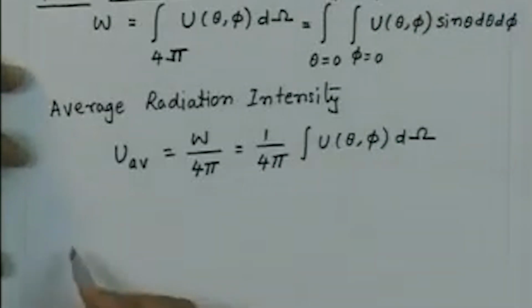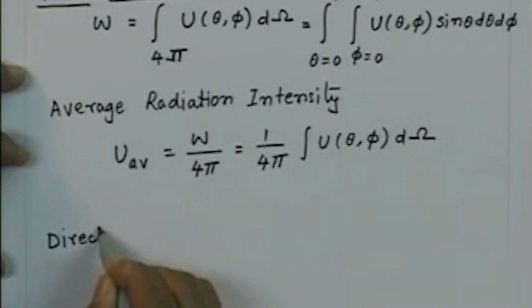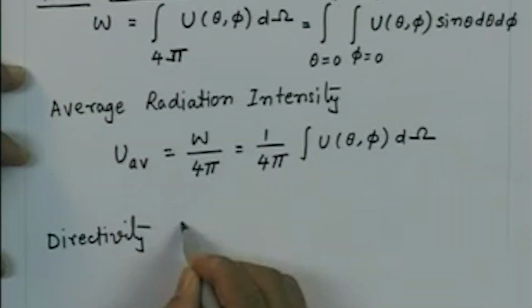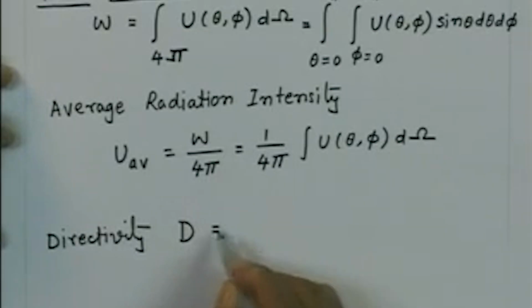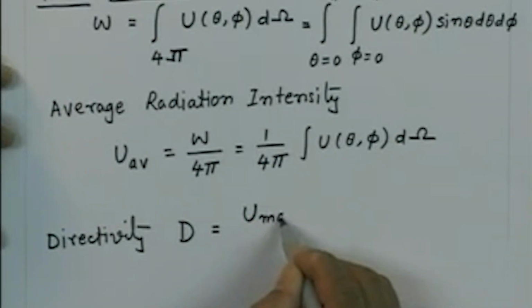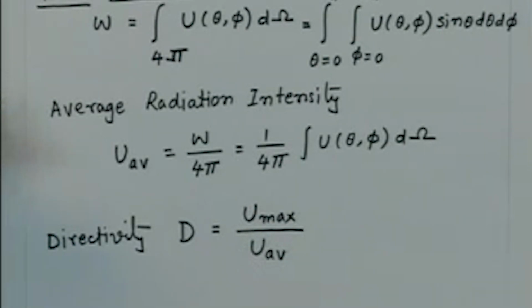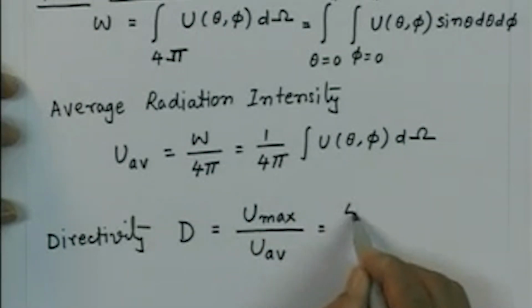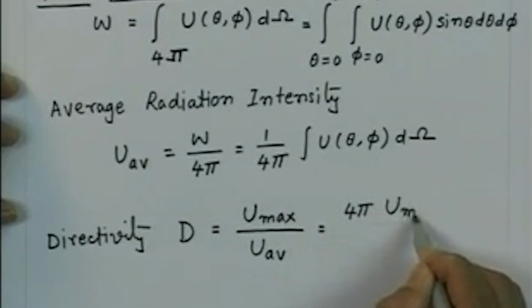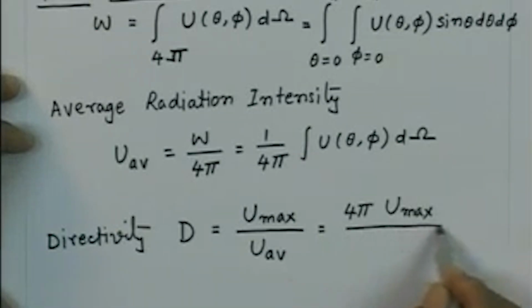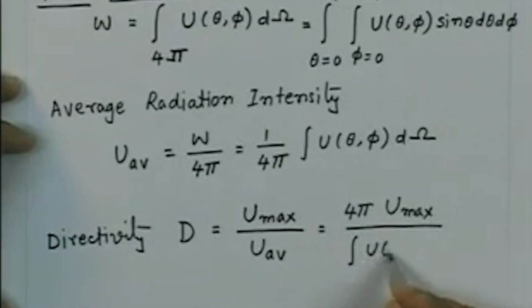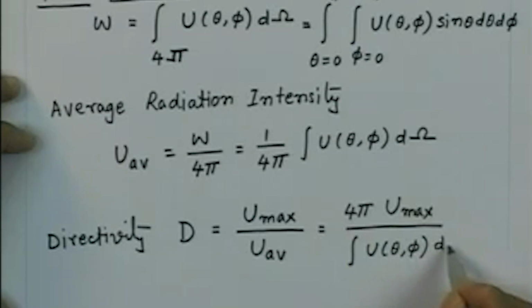So, we have now the directivity, let us say denoted by D, that is equal to U maximum divided by U average. So, that is equal to 4 pi U maximum divided by, this will be the integral of U(theta, phi) d omega.